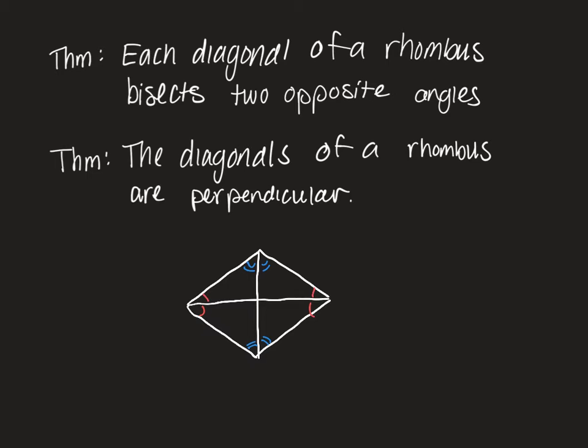Okay, and then the other theorem says that the diagonals of a rhombus are perpendicular. So that means that these four angles here in the middle are all going to be right angles. They're going to form 90-degree angles with each other.